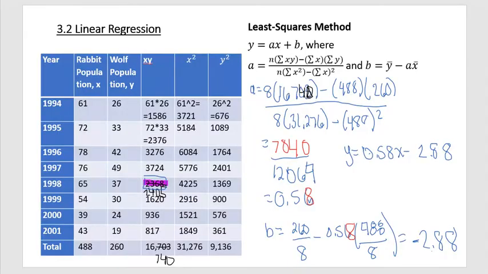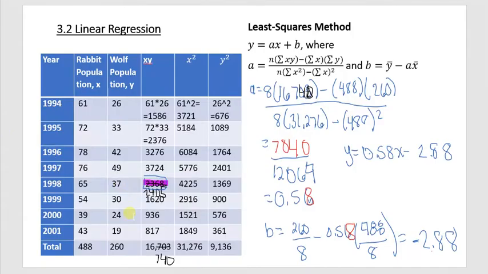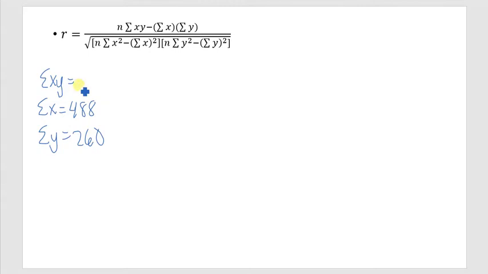Okay, so if we go back up, 48, 260. Let's go 48, 260. And then the sum of the xy's is 16,740. Okay, now let's just plug in.